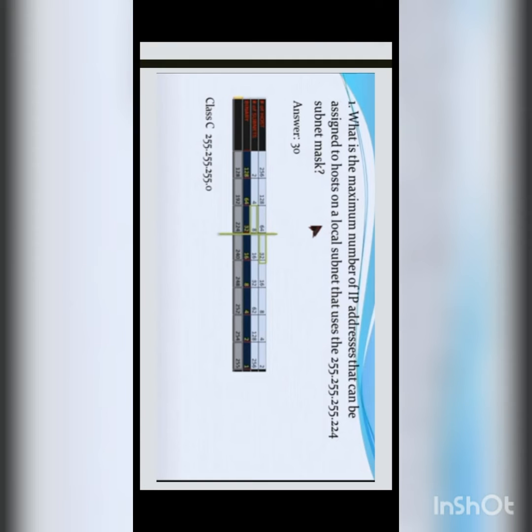What is the maximum number of IP addresses that can be assigned to hosts on a local subnet that uses the 255.255.255.224 subnet mask? So the answer is 30. Because kay sa ato ang magic wand is 32 and 8. So 32 is minusan nato na siya og 2. So the answer is 30.